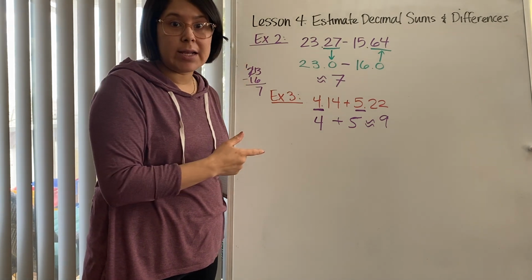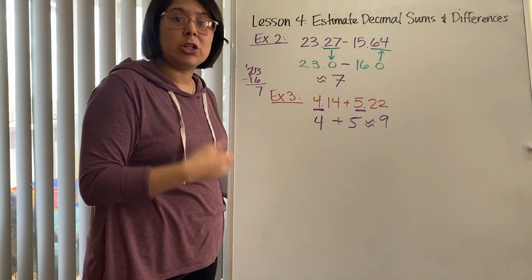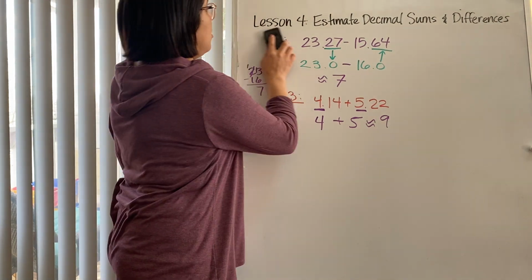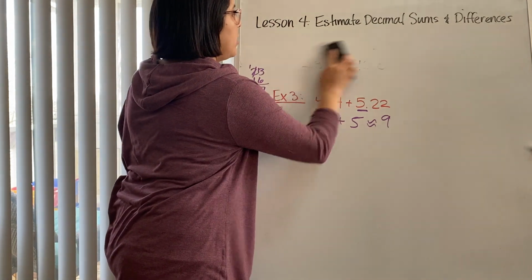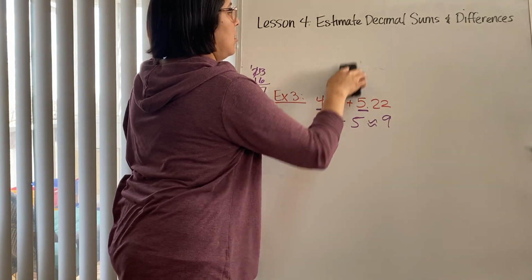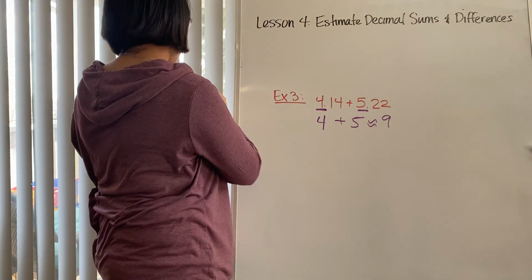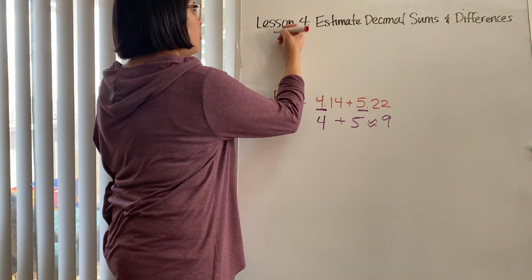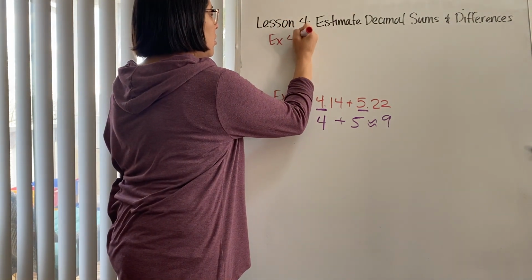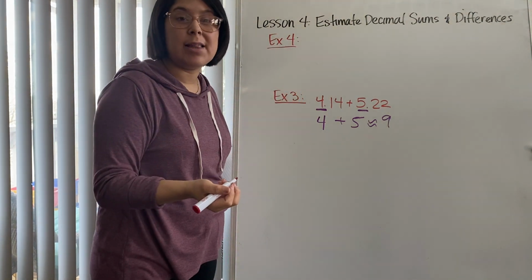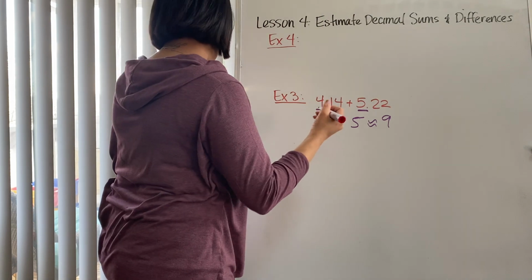Okay, so one more, we just rounded to whole numbers, we rounded to the tenth. We just used front end estimation. The next one that we're gonna do is benchmarks. You guys know how to do the benchmarks already. Okay, erase this. Okay, benchmarks, example number 4. Okay, another word for it would be clustering, and I'll explain what that means.